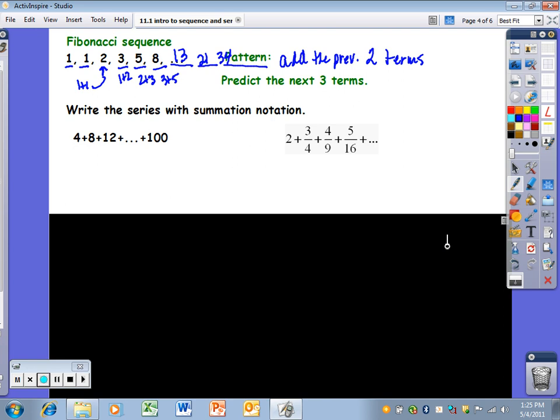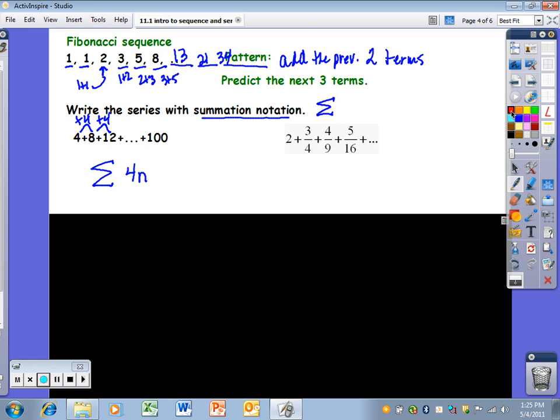Let's see if we can apply this to a series. How do I know this is a series and not a sequence? Because I have plus signs. So summation notation means use your capital sigma. So I'm going to do my sigma. And then I'm going to look. What am I doing from term to term to term? Add 4. Add 4. So that means my rule is 4n.